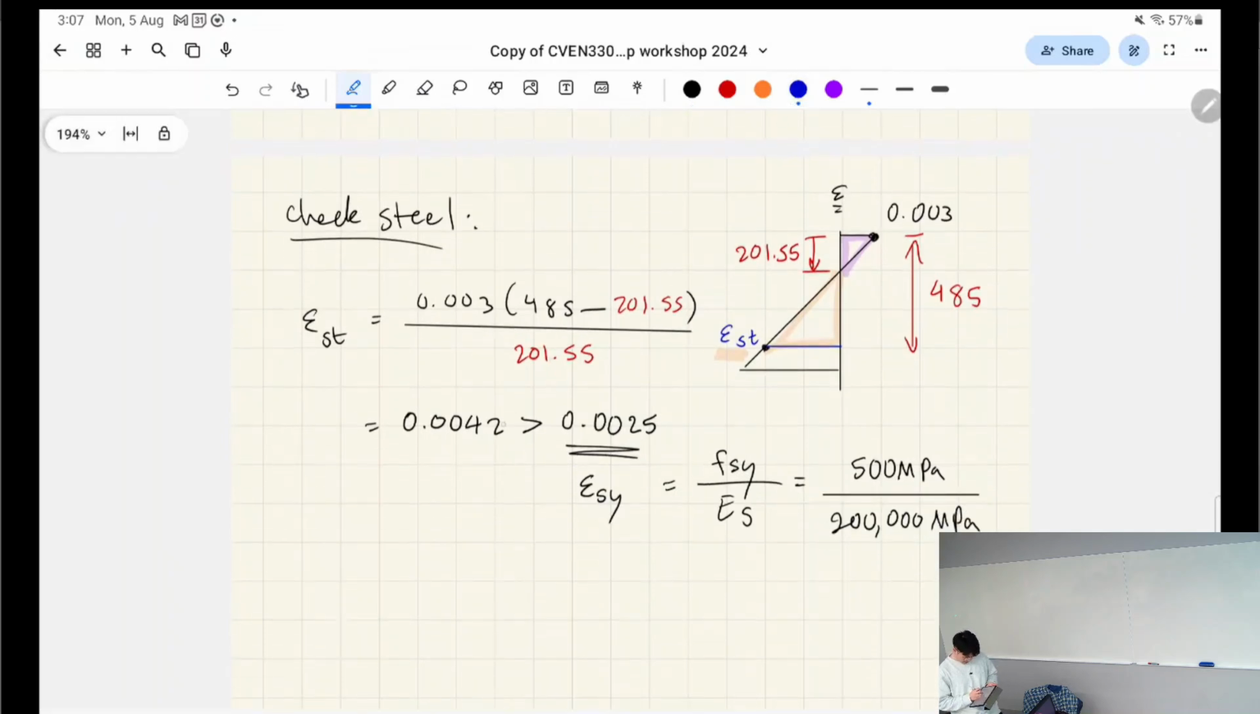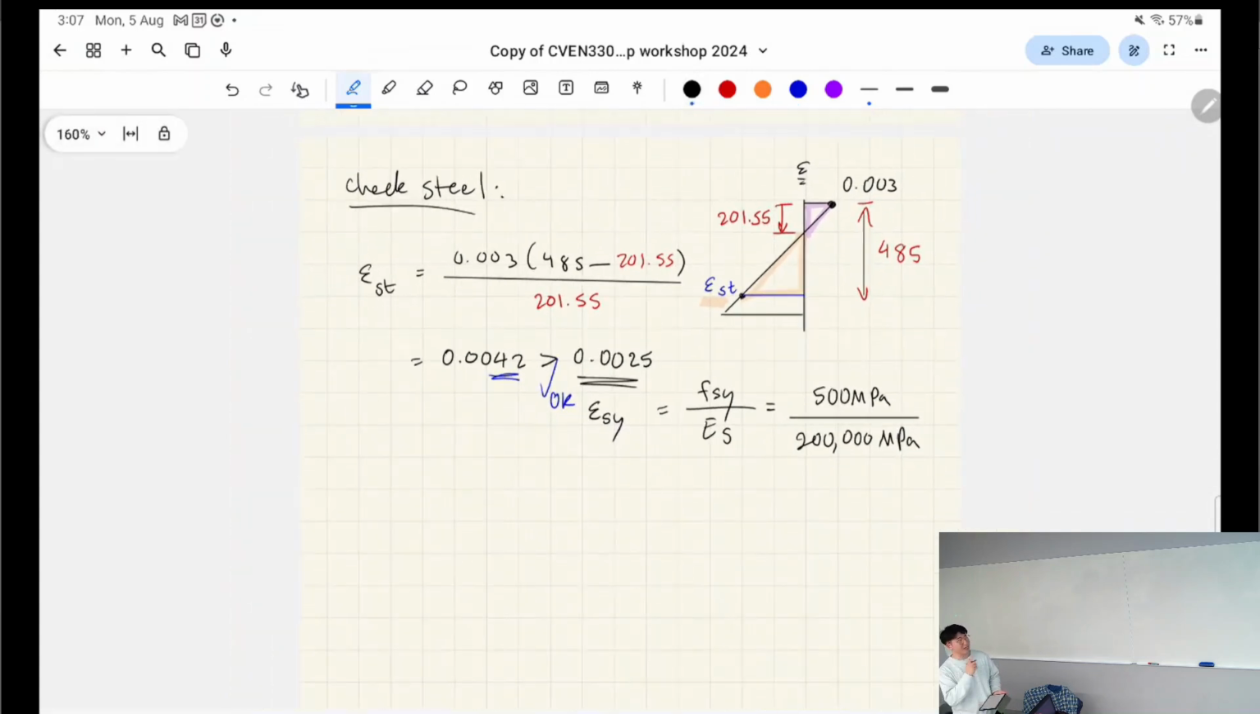Okay, but since we have this left number being bigger than the right number, that means our assumption was correct. That means we don't have to go back and redo everything. So it's all good. But you have to do this because if you don't, you lose marks basically. If you just assume that your assumption was right.